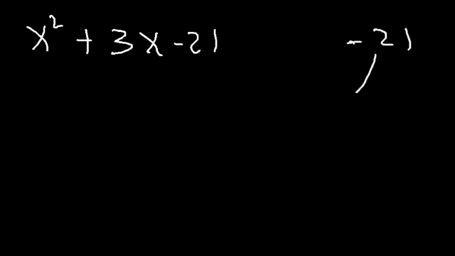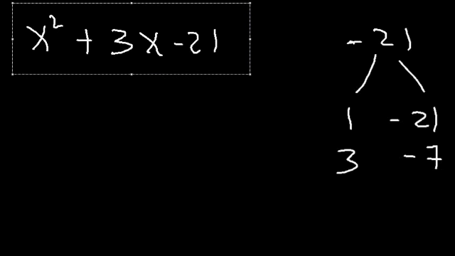So go ahead and try this example. X squared plus 3x minus 21. So let's make a list of the factors of 21. So we have 1 and negative 21. 2 doesn't go into it. 3 and negative 7. Actually, this one is not factorable.